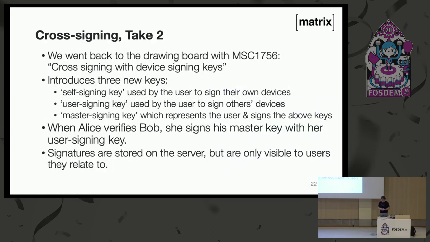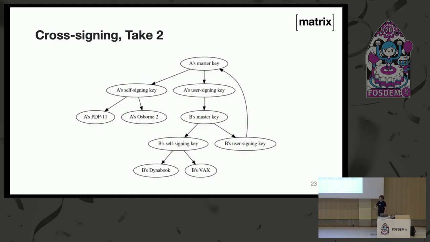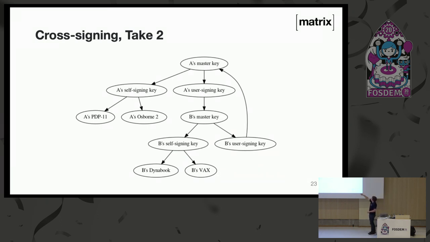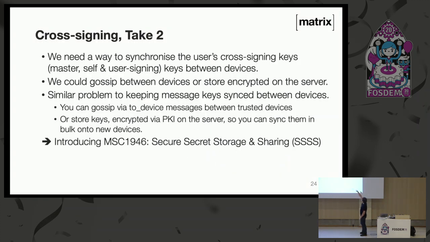Signatures get stored on your home server. We only expose them to users that they relate to, so this is not a big web of trust. This is a personal web of trust for your devices and the people that you have signed. Practically speaking, it looks like that. A for Alice has got a master key. She's got a self-signing key and a user signing key. With her user signing key, she's signed Bob's master key. Bob's master key, in turn, has signed Bob's self-signing key and his user signing key. And Bob has a Dynabook and a Vax, which is signed off on. Alice has a PDP 11, not to be confused with a Vax, and Osborne 2. And most importantly, Bob has also mutually verified back to Alice. So that's the data structure that we have going on the server.